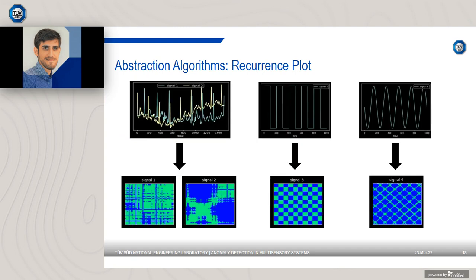We can have a look at some other examples here. For recurrence plots, I just put some examples of different types of signals and their different recurrence plots. We have this rectangular pulse, which gives us a recurrence plot, as you can see. We also have another example, which is a periodic signal. We can see the textures in the recurrence plots are quite different and completely distinguishable.